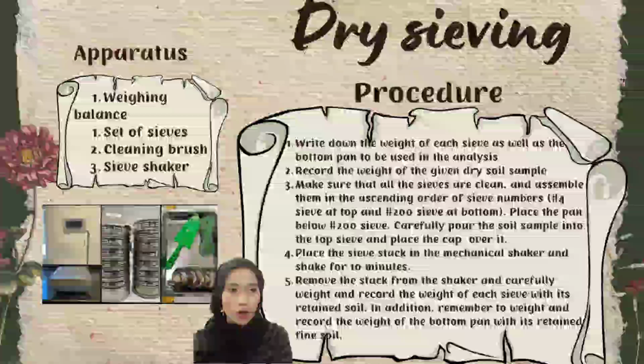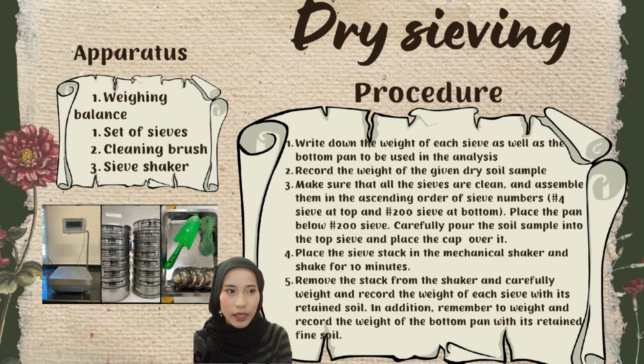The second test is dry sieving. The apparatus needed are weighing balance, set of sieves, cleaning brush, and lastly, sieve shaker.